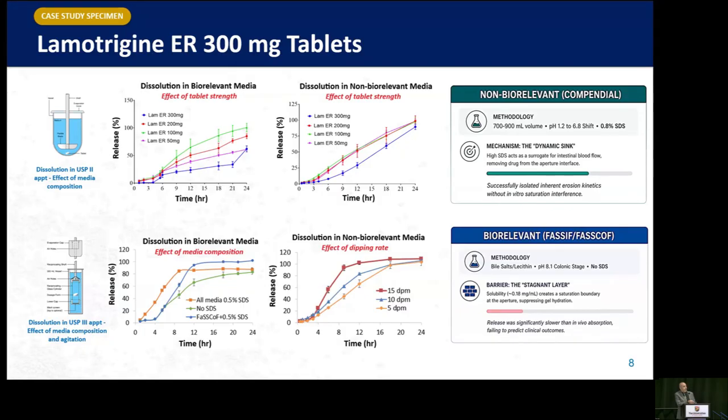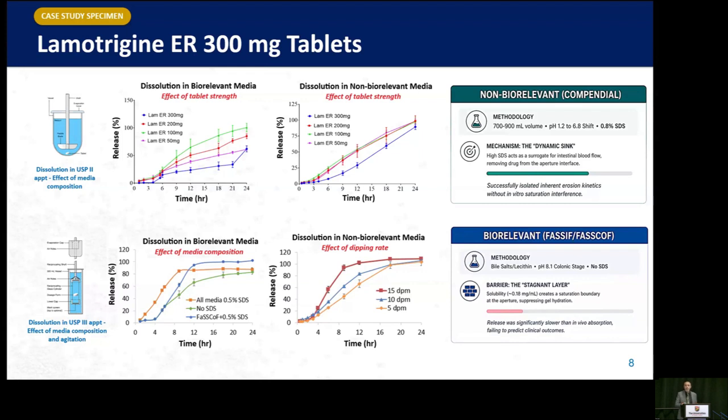And similarly, the release was sensitive to the shearing rate or the dip rate in USP3. So increasing the dip rate was increasing the rate of the drug release. So for this, we have created a battery of dissolution methods that range from a complete dissolution at faster rate to incomplete dissolution at lower rate.